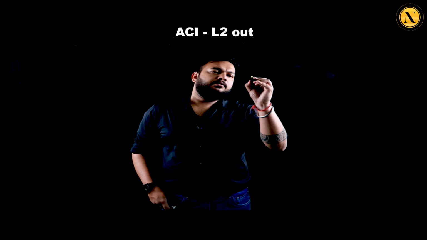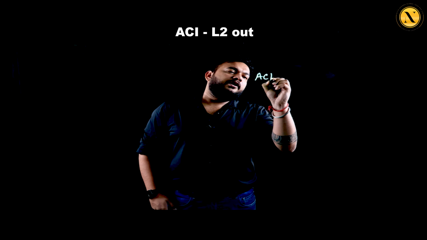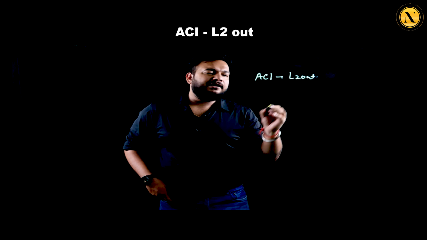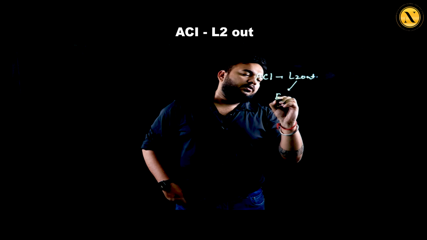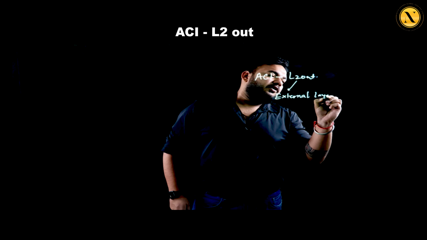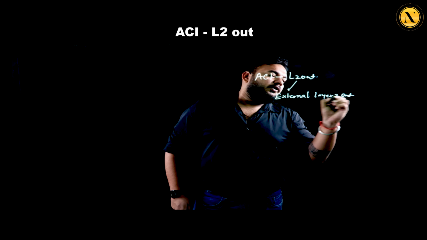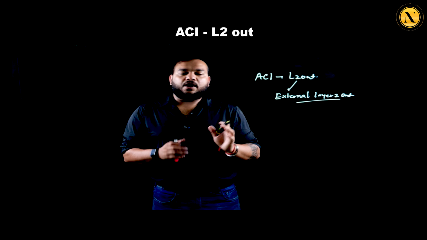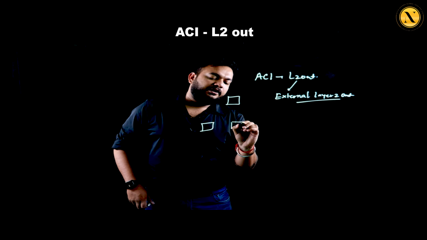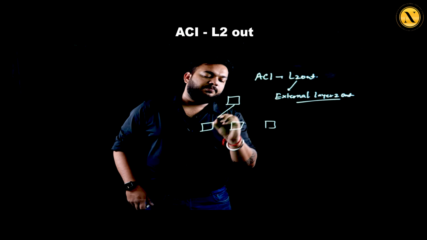So good evening, everyone. Now, let's have a discussion on one more topic today, that is your ACI L2 Out. Now, what exactly is this L2 Out, or you can say external layer 2 out? So basically, you have your ACI fabric where you do have multiple spine and leaf switches in the picture.